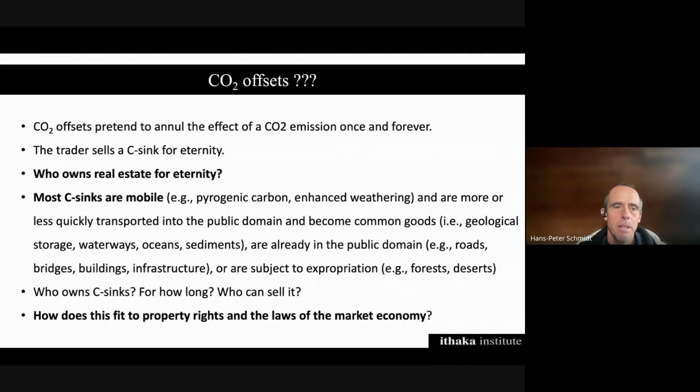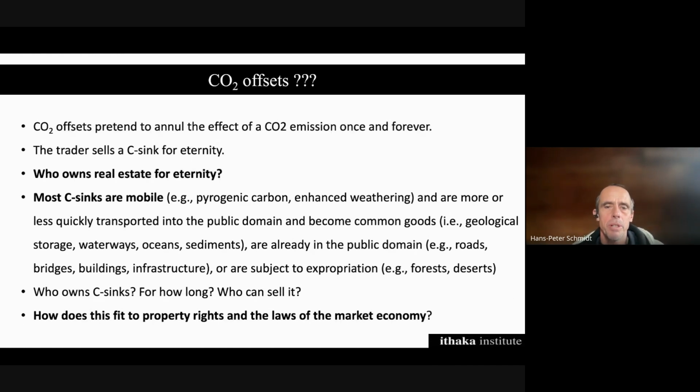On the other hand, most carbon sinks are mobile, so they don't stay at the point where you create them. Imagine you grow a tree, but then you cut the tree and you keep the wood, but then the wood is in a house. So the carbon sink is not in the forest anymore, but is in the house. Or if you have biochar carbon that you put into soil, but in the end, it will be washed out and is in the ocean.